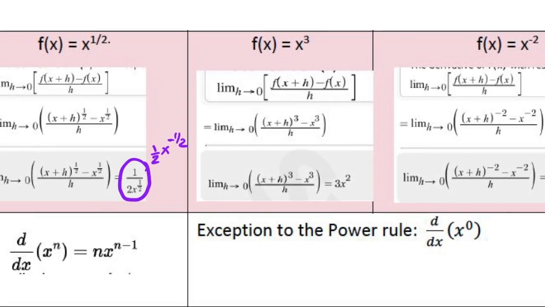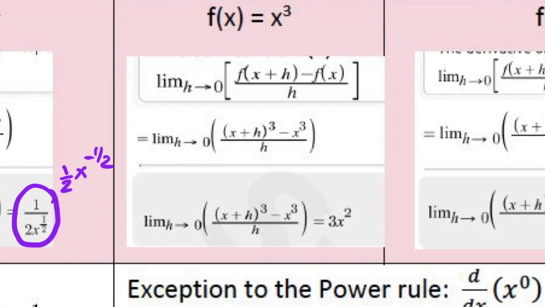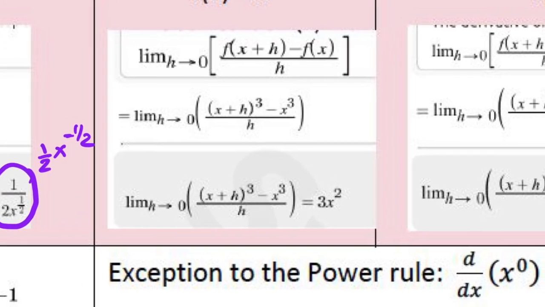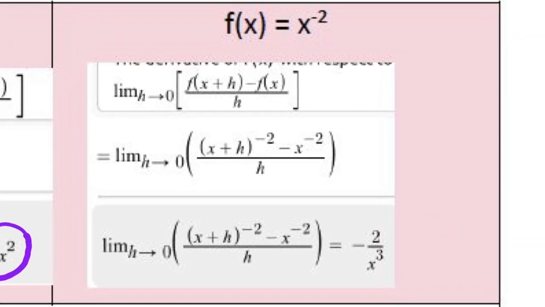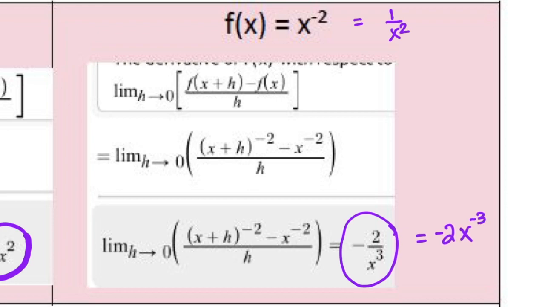And then from your work with derivatives and multiplying out x plus h quantity squared, you figured out that you come up with the derivative 3x squared. Lastly, when you looked at x to the negative 2, that was the same thing as finding the derivative of 1 over x squared, and you came up with negative 2 over x to the third. If we rewrite that, that would be negative 2x to the negative 3.